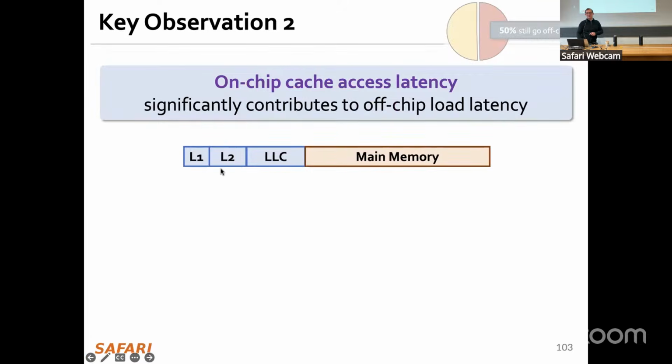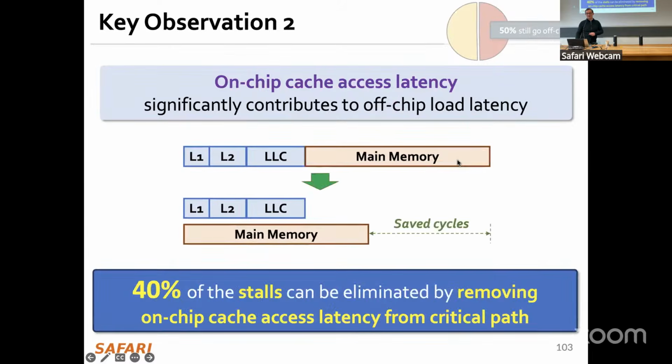So you actually need to access the caches first and then main memory. Right. It turns out if you parallelize the accesses to caches with the accesses to main memory, magically, you can reduce 40% of the stalls, meaning you start your access of the cache hierarchy at the same time as you start your access to the main memory, speculating that this is going to miss the caches, so I'm going to access memory. And if you're always correct, you save 40% of the stalls, correct?